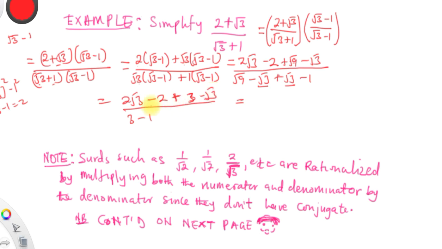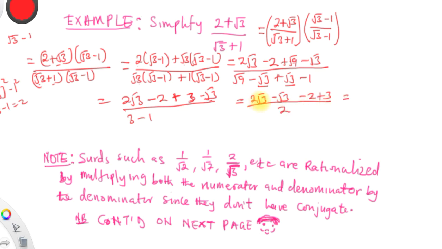So you group the like items. So the rational numbers, put them together, and the irrational numbers, put them together. So this is 2 root 3, and then this is minus root 3. You will bring it minus root 3. You have negative 2 plus 3 all over 2. Okay, so this is equal to what?